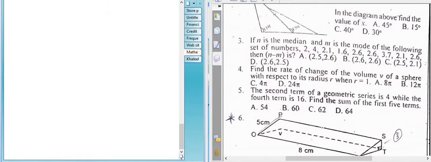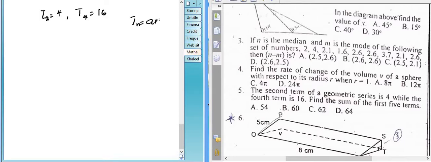Okay, so the next question is: given the second term of a geometric series is 4, while the fourth term is 16, find the sum of the first 5 terms. It's given that the second term, that is T2, is given as 4, and also T4 is given as 16. And we know that Tn is equal to A R to the power n minus 1.